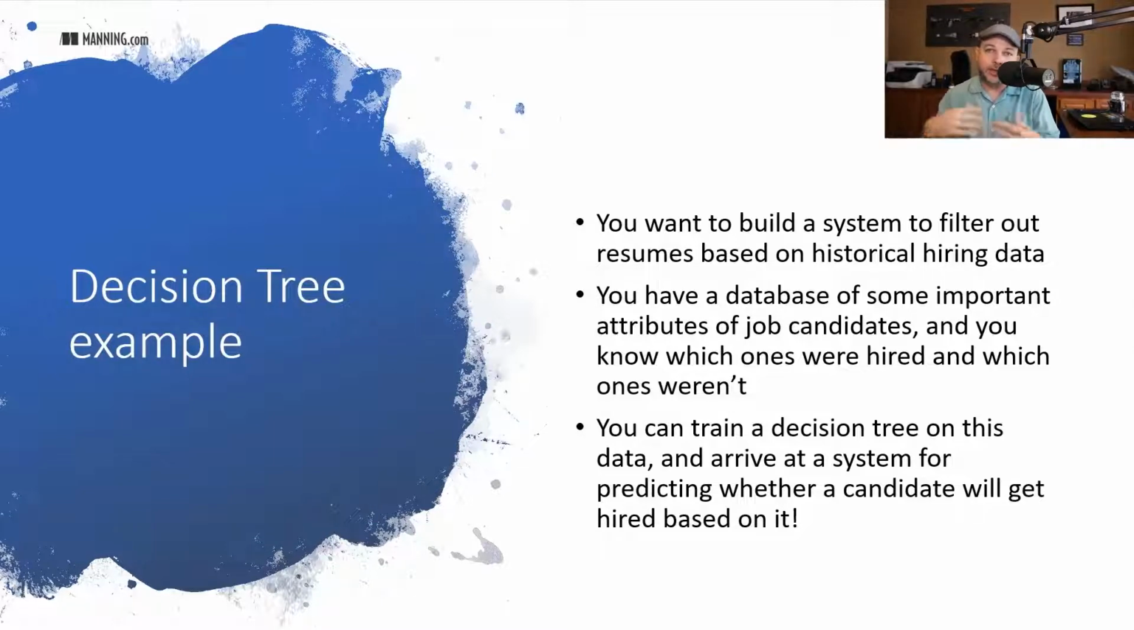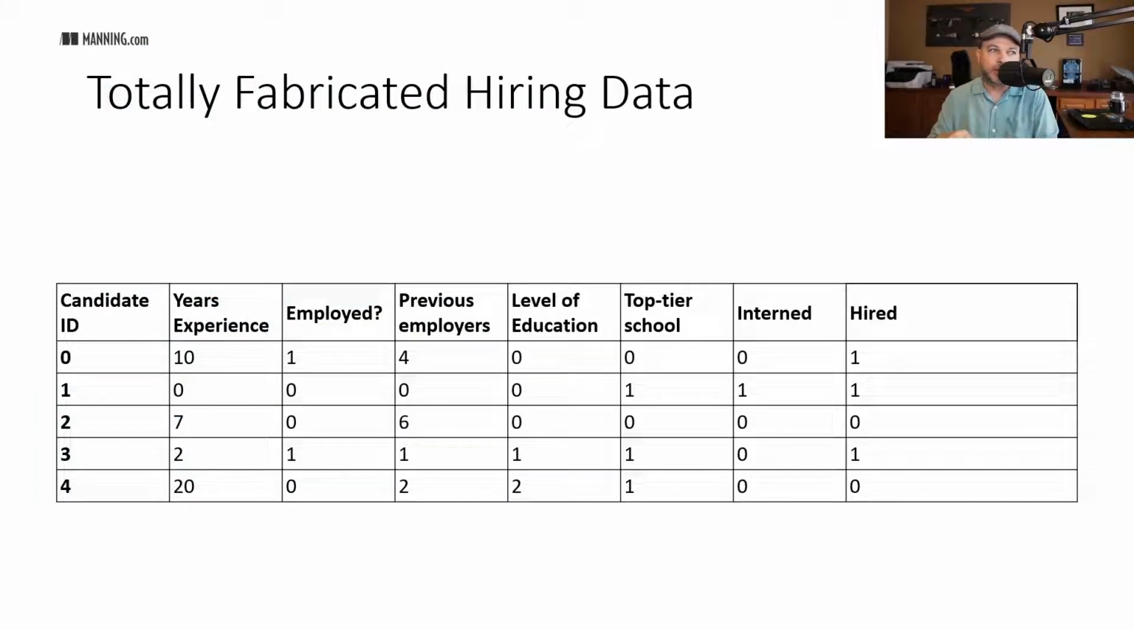So you could train a decision tree on that data and arrive at a system that would predict whether a candidate gets hired based on attributes about that person. For example, we could look at how many years of experience they have. Are they currently employed? How many previous employers do they have? What's their level of education? How good was their school? Did they do an internship? Based on these features, which is what we call these various attributes in the world of machine learning, we could try to predict the label of whether or not they were hired.